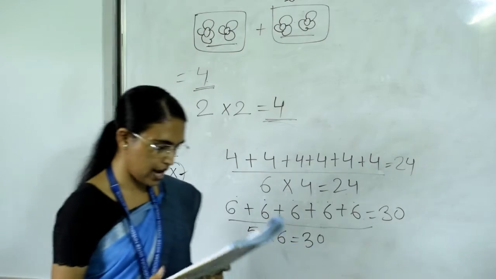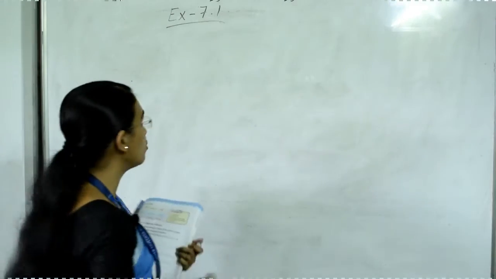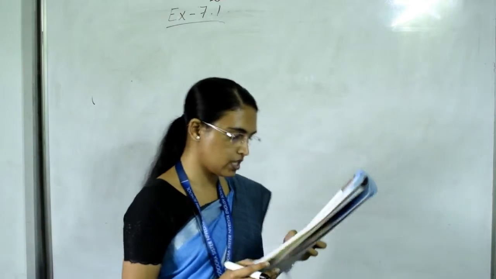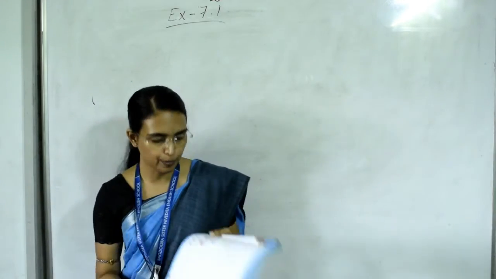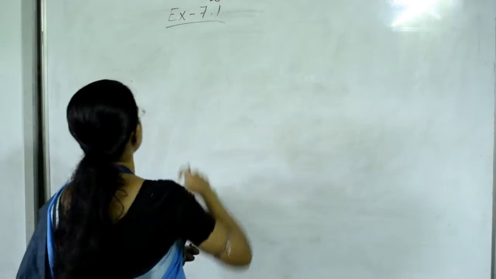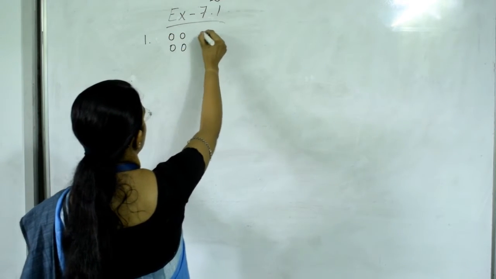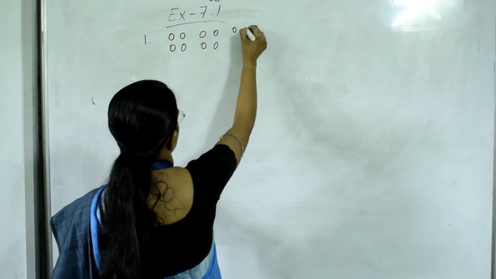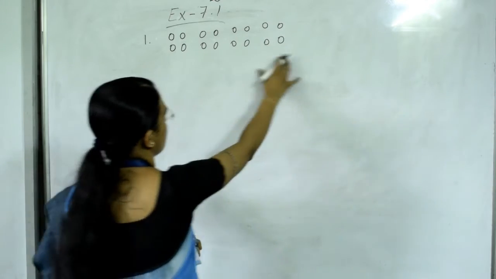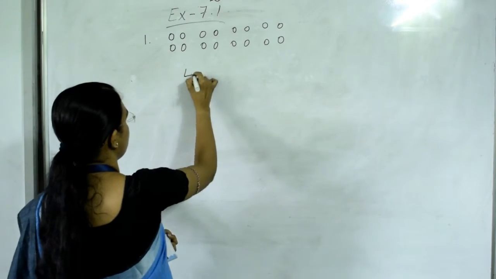Now we will do exercise 7.1. Fill in the blanks. The first question is, there are some balls, groups of balls, right? In each group there are 4 balls, and how many groups are there? 4 groups, like this. So how many groups are there? 1, 2, 3, 4. 4 groups. There are 4 groups, right?